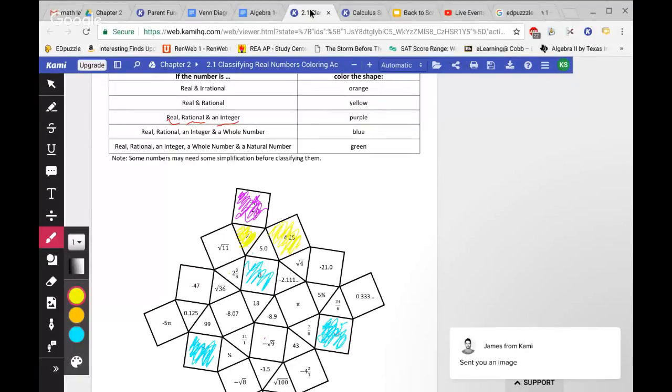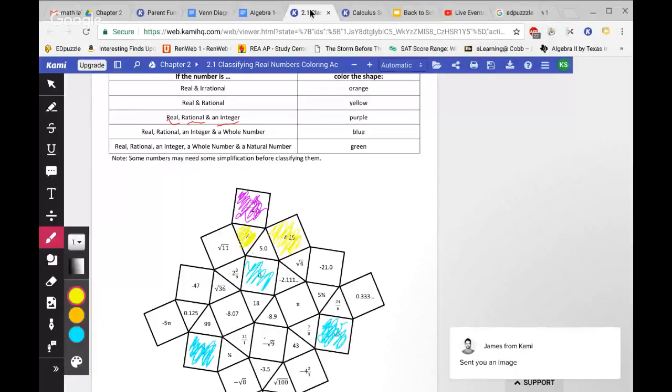So let's take -21. -21 is a real number. So real, rational, and integer is colored purple. So -21 would be colored purple.